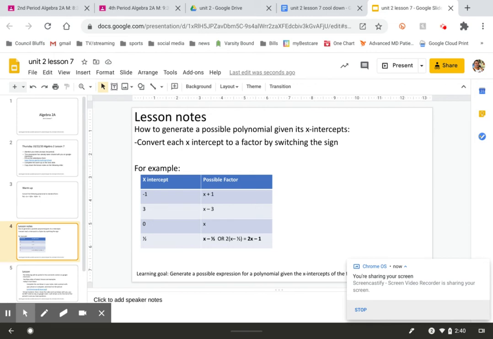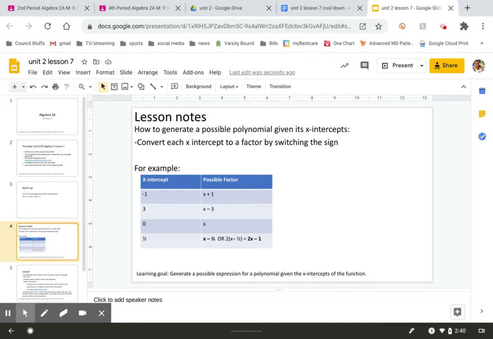All right, so we are doing lesson 7 today. And in today's lesson, we are going to talk about how we can generate a polynomial if we know what the x-intercepts are. So we know from the past that x-intercepts are the points where a graph of a polynomial passes the x-axis. And we've talked about that before.